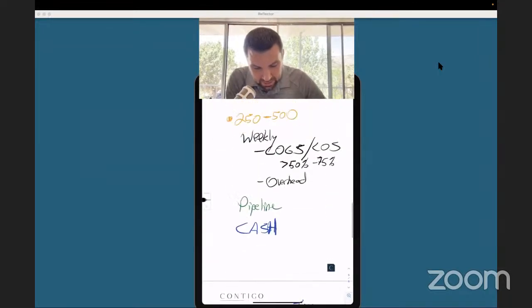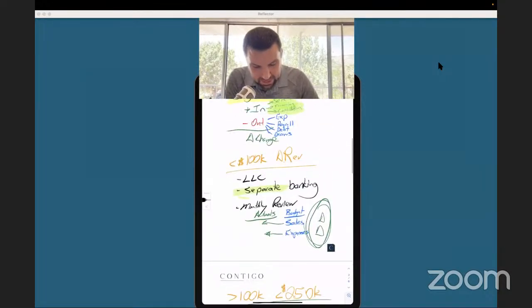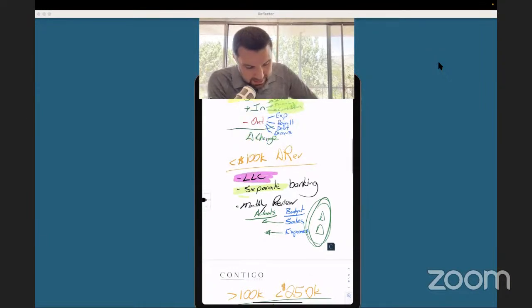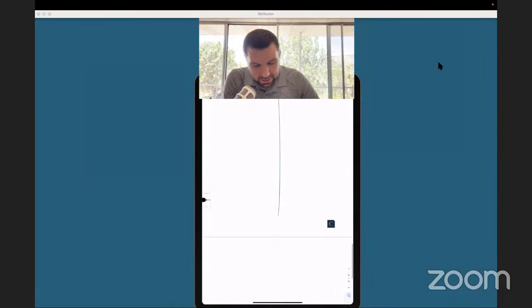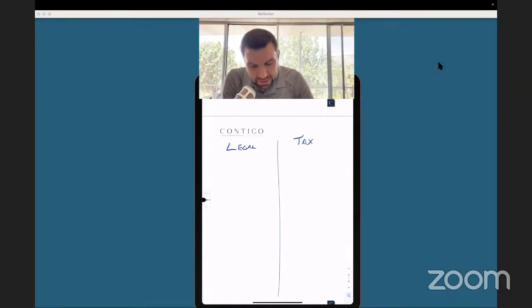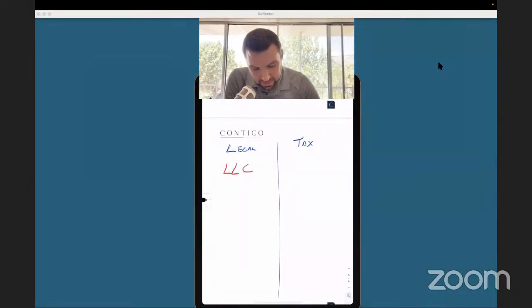What I was saying up here at this level is that we need an LLC, right? And that LLC is a legal entity. There's no such thing as an LLC for tax reasons. So if you open an LLC, that is completely on the legal side, period.